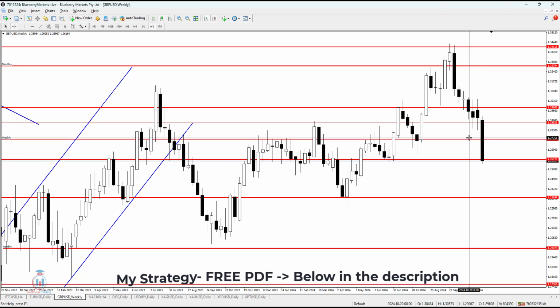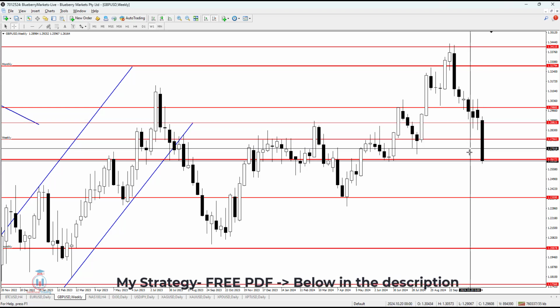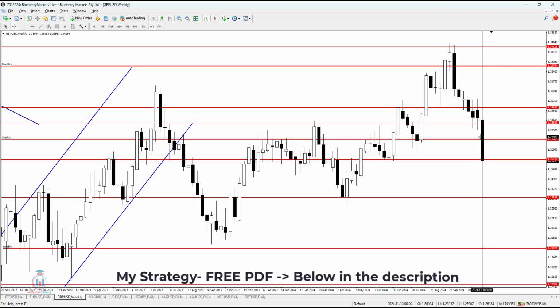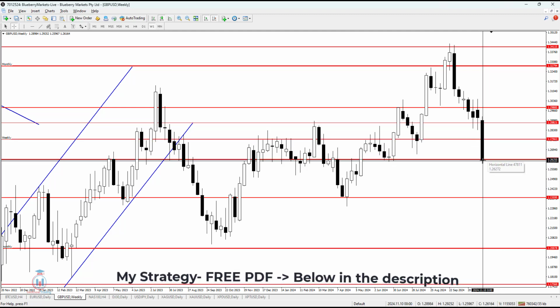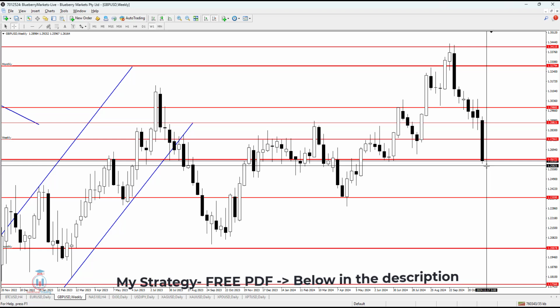If you have not watched, feel free to watch it. And then the price has formed the first bearish breakout below 1.27663, and now the second one. We can see that around 1.2627.